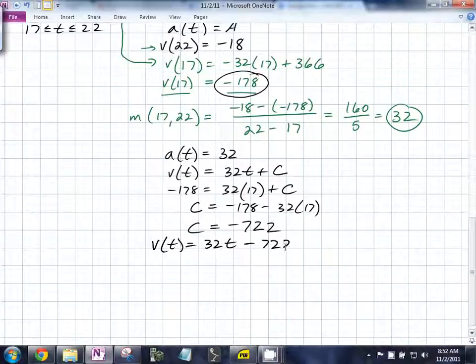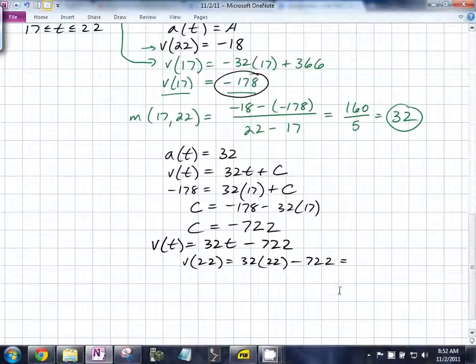If we do this right here, just to check this out, what's V of 22 on this? 32 times 22 minus 722. Can someone tell me what that is? Do it on your calculator. What does that come out to be? Negative 18. I hope so. So does that check? That's exactly what we want.